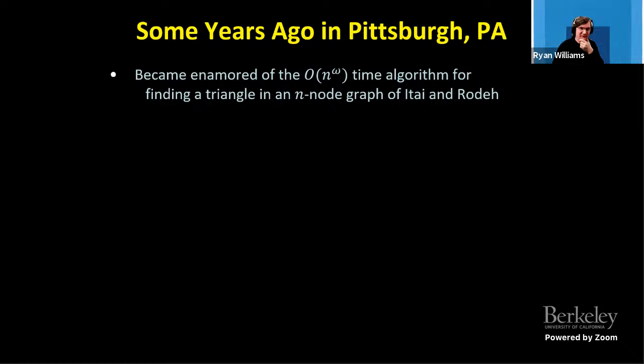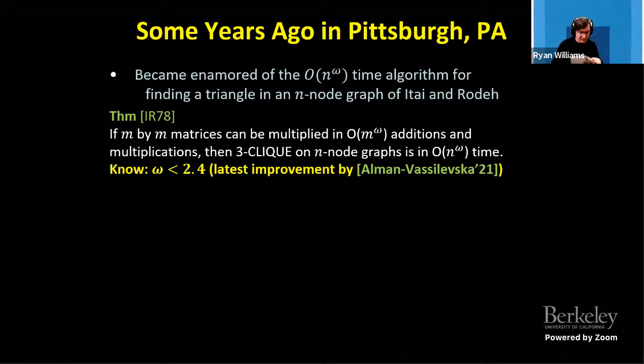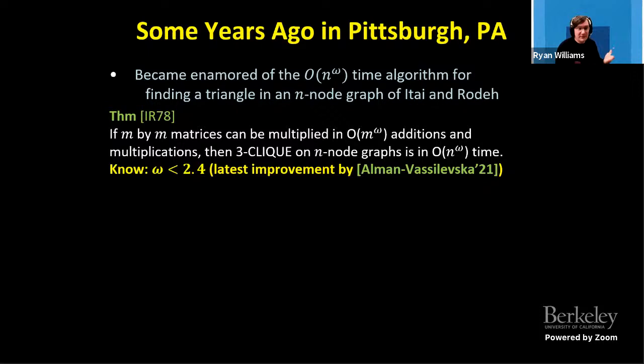So what they show is that if m by m matrices can be multiplied in m^omega additions and multiplications, then 3-clique, or the triangle problem, so trying to find a triangle in the graph, three nodes that have all edges connected, is in n^omega time. And we know that omega is less than 2.4. Christos mentioned Strassen's algorithm made these kinds of developments possible, the first algorithm beating the naive n cubed algorithm. The latest improvement is from earlier this year.